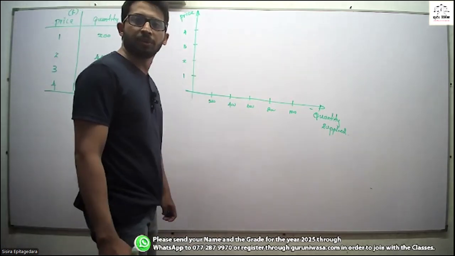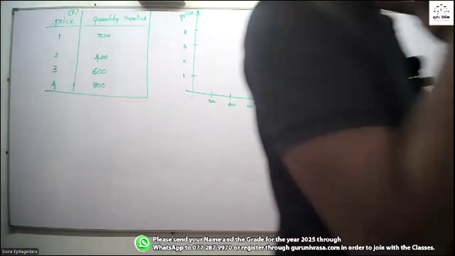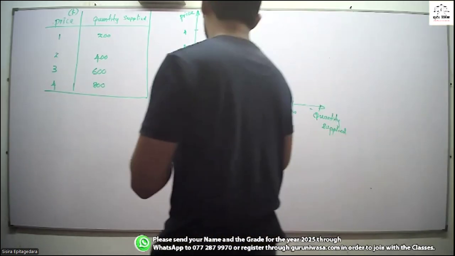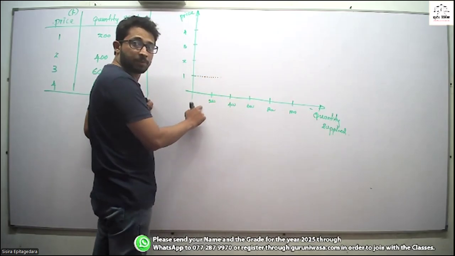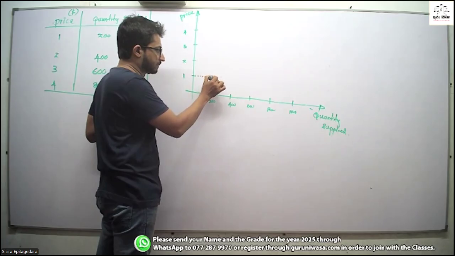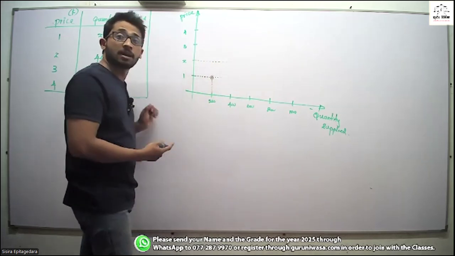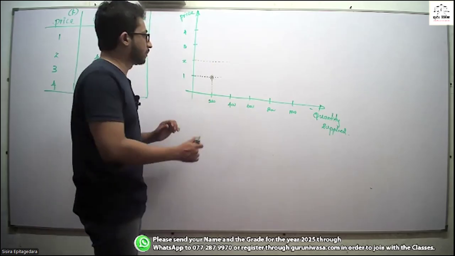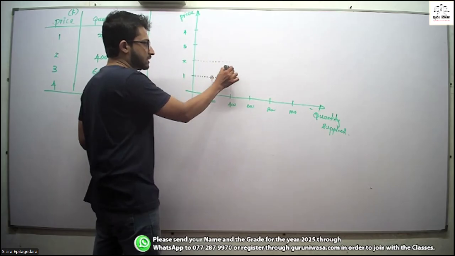Okay. Now you can mark points. Look at the board. I'll do it. When price is $1, supply is 200 units. Where is the point, Dinal? When price is $1, supply is how many units? 200 units. Here is the point. When price is $2, suppliers are willing to supply not 200 units. Now they are willing to supply 400 units. Where is 400? When price is $2, supply is 400 units. This is the point.